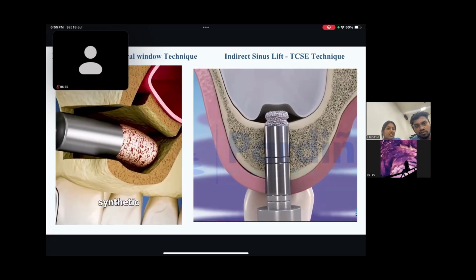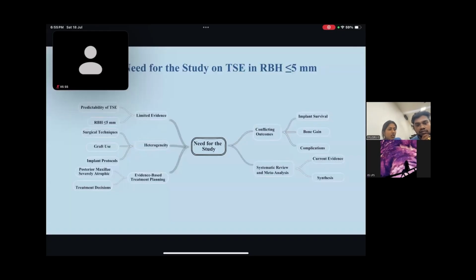And this is really the why of the project. The evidence around transcrestal elevation in this severely atrophic subgroup, with bone height of 5 or less than 5 mm, is limited and scattered. The studies differ in the surgical technique, in whether they use graft or not, and in the implant protocols. So this heterogeneity makes it hard for a clinician to make a decision.